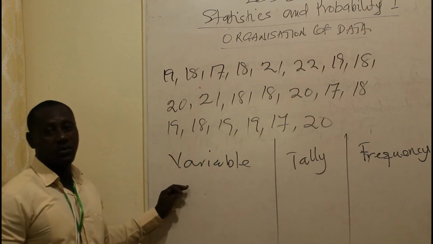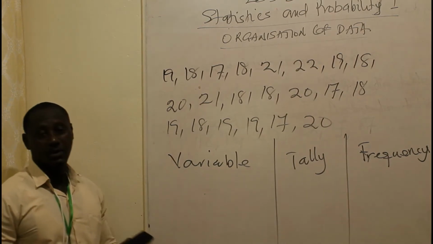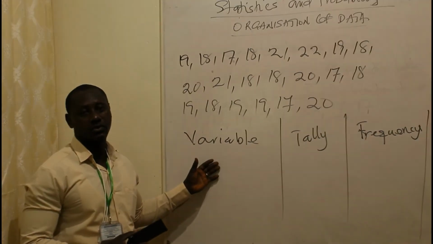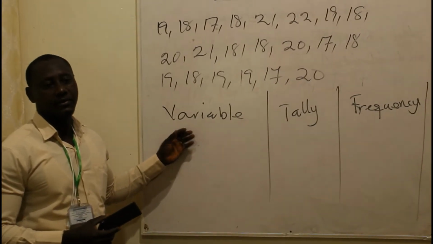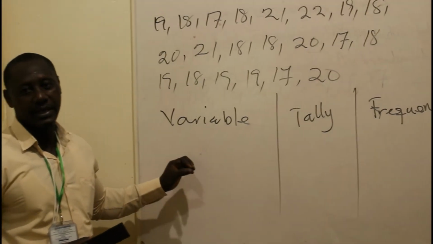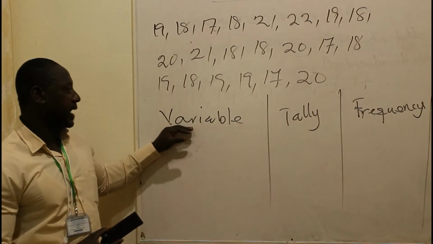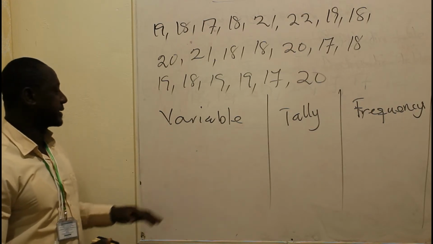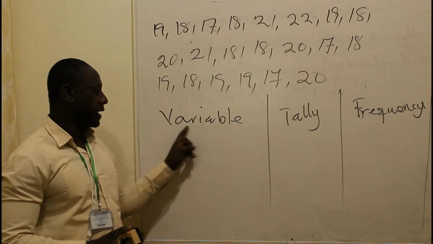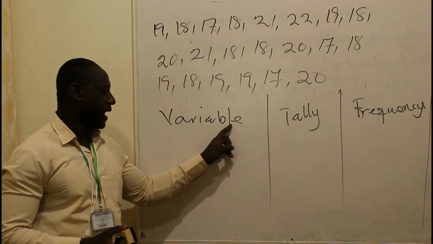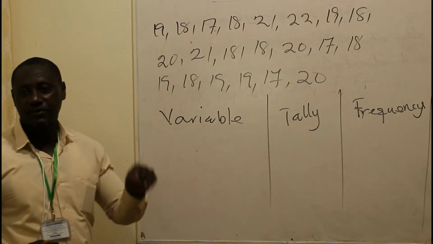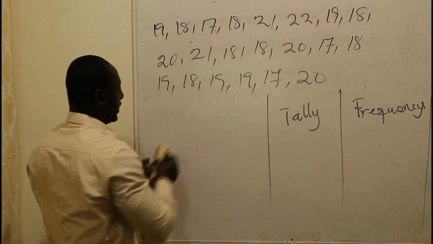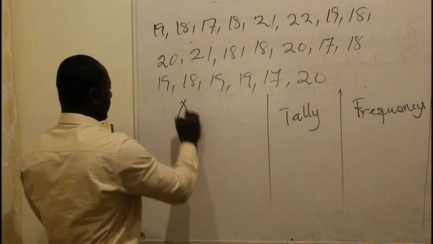Now the variable talks about the type of data that you are talking about. Which variable are you considering? In this particular data, we are talking about ages of students. So in this case, we are not going to write this variable as a word here. But we are going to use the variable under consideration. In this sense, the variable under consideration is what? Ages. So we put ages there.